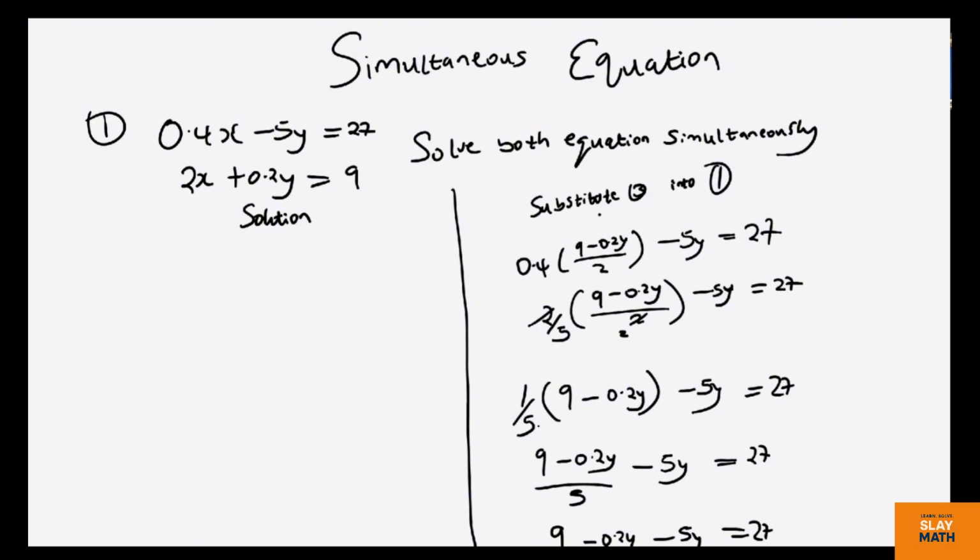So we have minus 0.2y over 5 minus 5y is equal to 27 minus 9 over 5, right? So we can do minus 0.2y over 5 minus 5y. And here, to find this, we just basically multiply by 27.